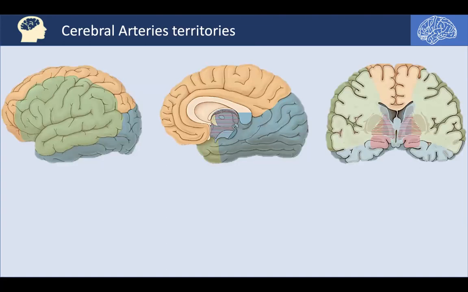Regarding the cerebral artery territories, the areas supplied by each individual cerebral artery, the MCA, the ACA, and the PCA, are shown in this figure. On the left, we have the lateral surface of the brain. In the middle, we have the medial surface of the brain. And on the right, we have the coronal section of the brain. Each area is colored by a distinct color to visualize the artery supplying it.